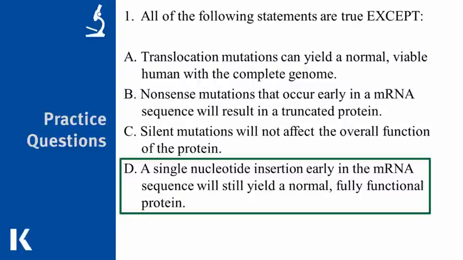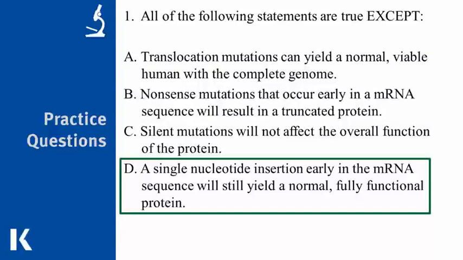The answer is D. A single nucleotide insertion early in the mRNA sequence will still yield a normal, fully functional protein is not true. This will result in a complete frame shift. The 3-letter codons will be read incorrectly from the point of the insertion, thereby coding for incorrect amino acids thereafter. This will not yield a normal protein that was originally intended.